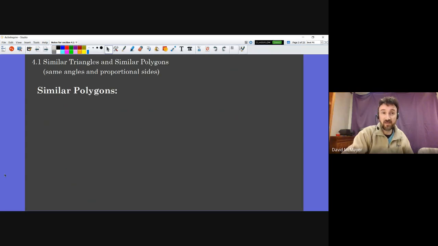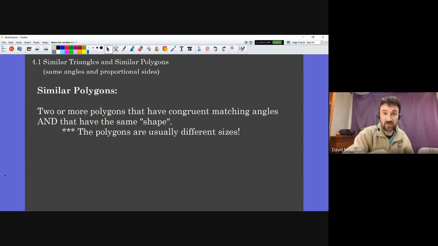So a similar polygon is a polygon that you see in the parentheses up there. It says same angles and proportional sides. That word proportional just means the two figures have the same shape. So you can write a proportion, which is just two ratios equal to one another. It's like having two fractions in an equation, essentially.